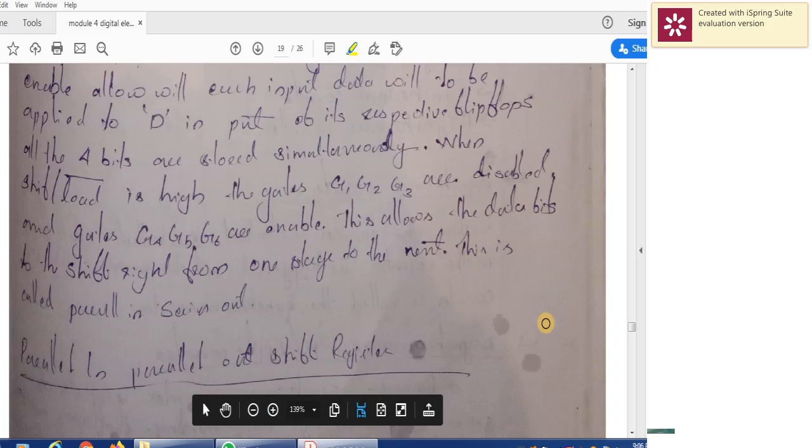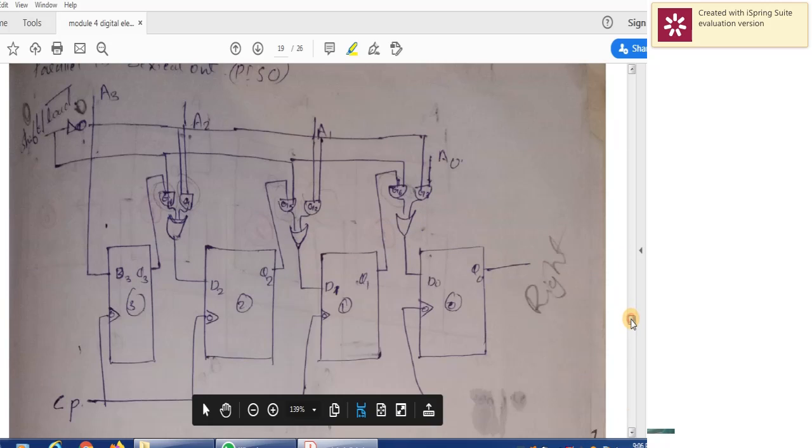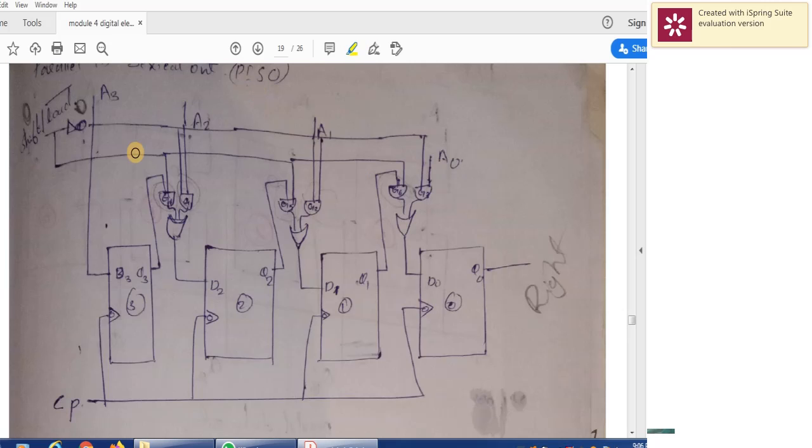This is called serial out. So now we'll see, if this is 1, if I am giving 1, what will happen? Through the NOT gate, this line becomes 0 and this line becomes 1. If this is 0, what will happen? The G1 gate, G2 gate, G3 gate become 0, 0, 0. So these gates are disabled. If it is 1, this 1 will be connected here.